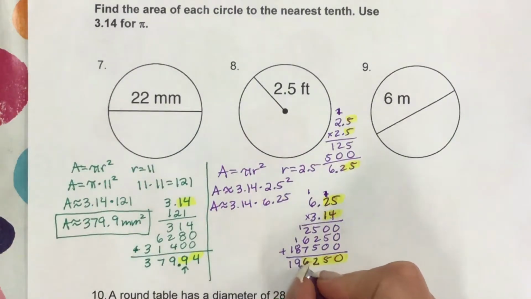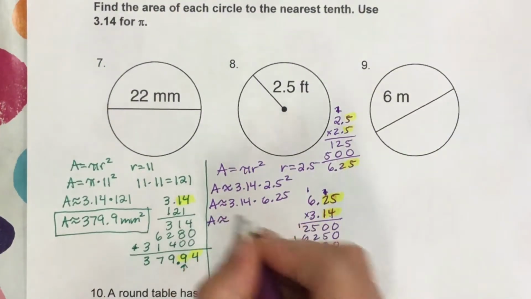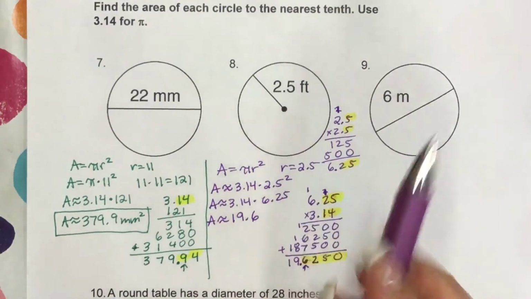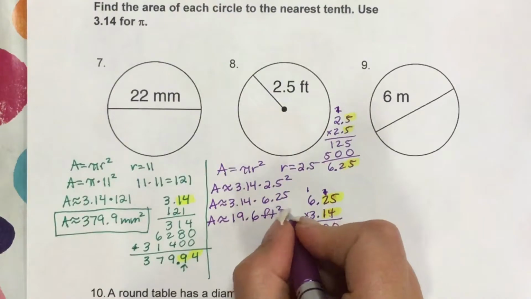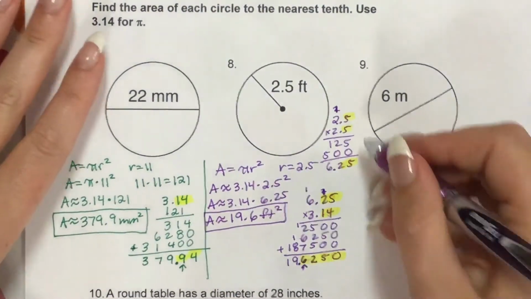So we end up with 19.6250. Now we have to round to the nearest tenth, okay? So the 6 is in the tenths place. That means we're going to look at this 2. Is this 2 bigger than a 5? I'm sorry, but it is not. So that means the area is approximately 19.6 feet squared. So if you got that right, wonderful, wonderful job. Okay, on to problem 9.